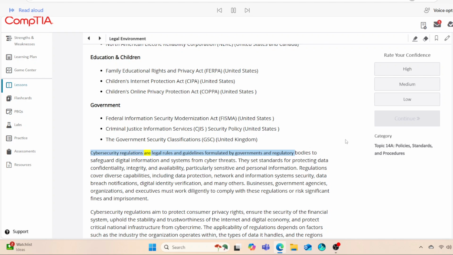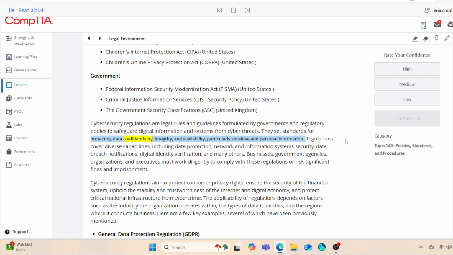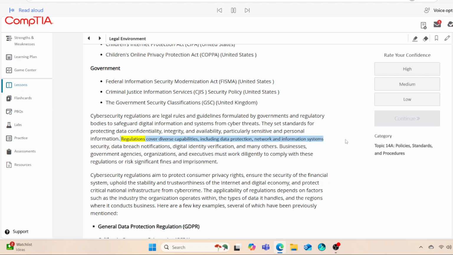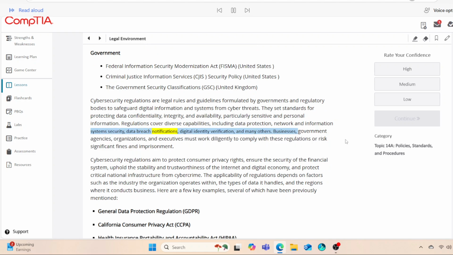Cybersecurity regulations are legal rules and guidelines formulated by governments and regulatory bodies to safeguard digital information and systems from cyber threats. They set standards for protecting data confidentiality, integrity, and availability, particularly sensitive and personal information. Regulations cover diverse capabilities, including data protection, network and information systems security, data breach notifications, digital identity verification, and many others.